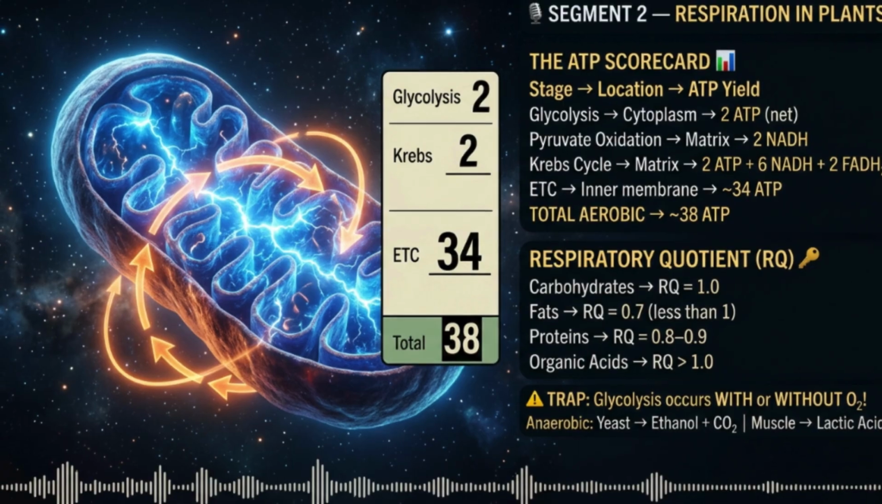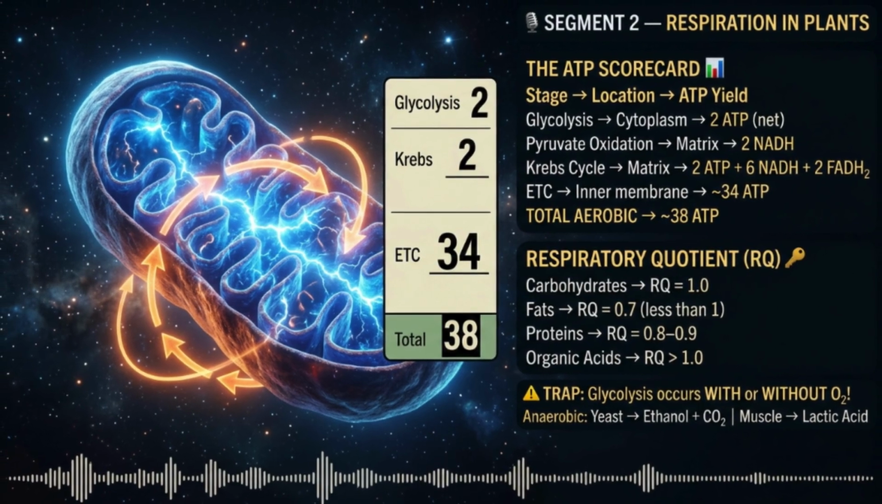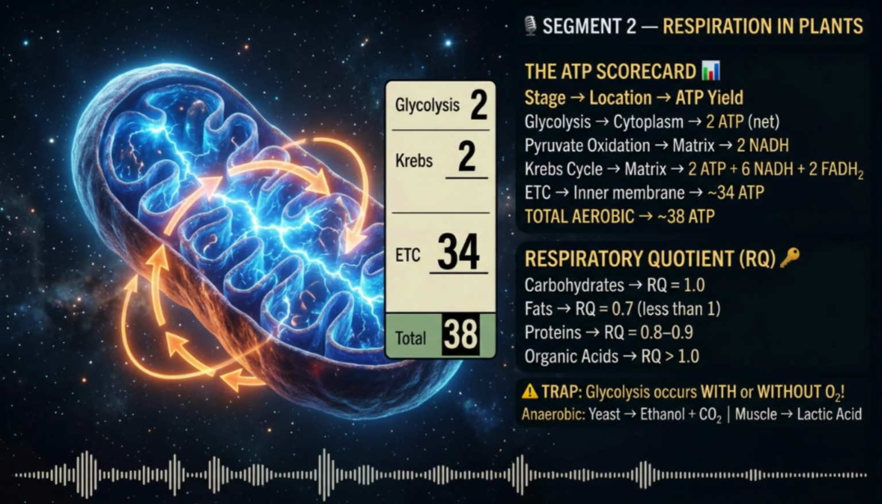This chapter is the story of how a plant, and really any living cell, extracts energy from glucose. It mirrors human cellular respiration almost exactly, so mastering this chapter also reinforces your animal physiology knowledge. I'm going to quiz you verbally right now. For each question, say or think the answer before I reveal it.